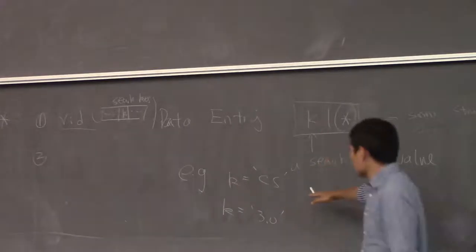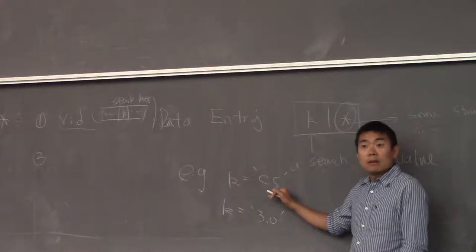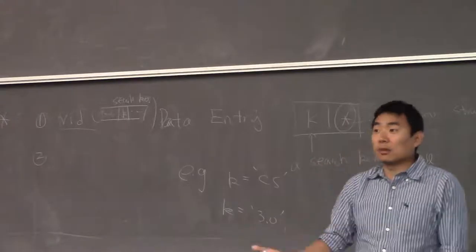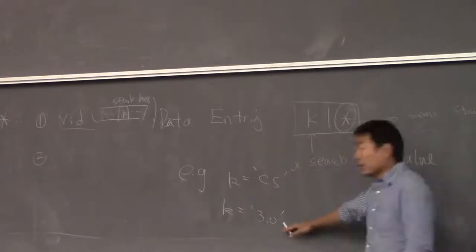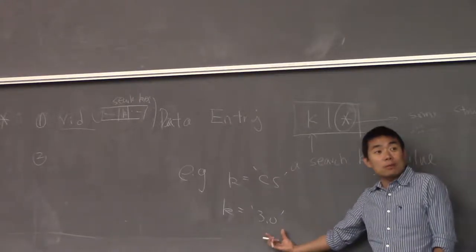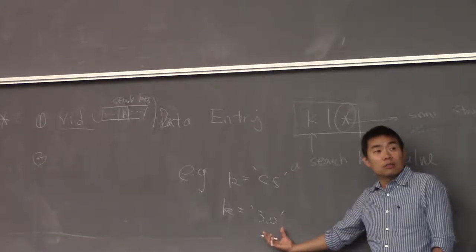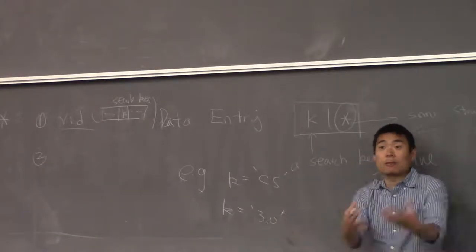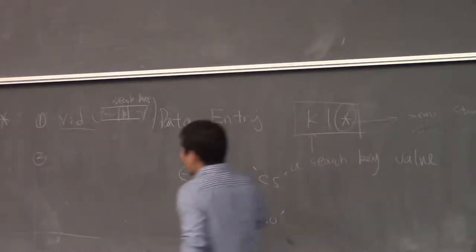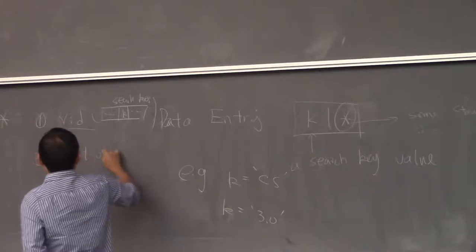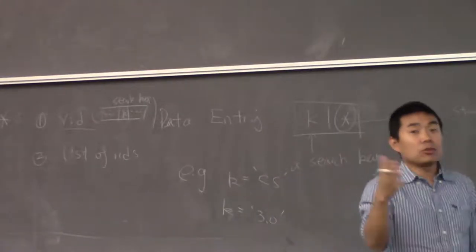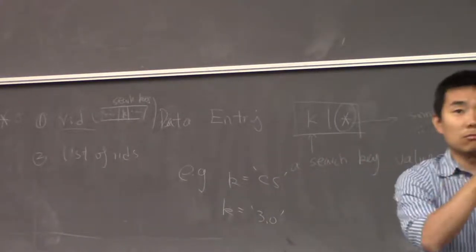That's not the case if your search key value is department name, because department name more than likely will be distinct. For one university, you're not going to have two CS departments. But if your search key value is, let's say, GPA value, then it's definitely possible to have multiple student records with a search key value equal to 3.0. They just happen to have the same GPA value. So in that case, I may use a list of RIDs such that each RID corresponds to a distinct record that has the search key value k.